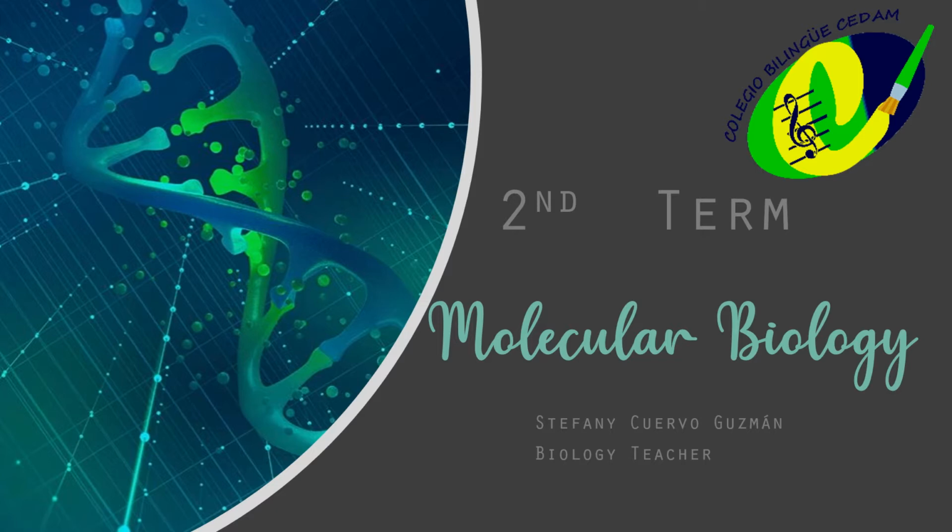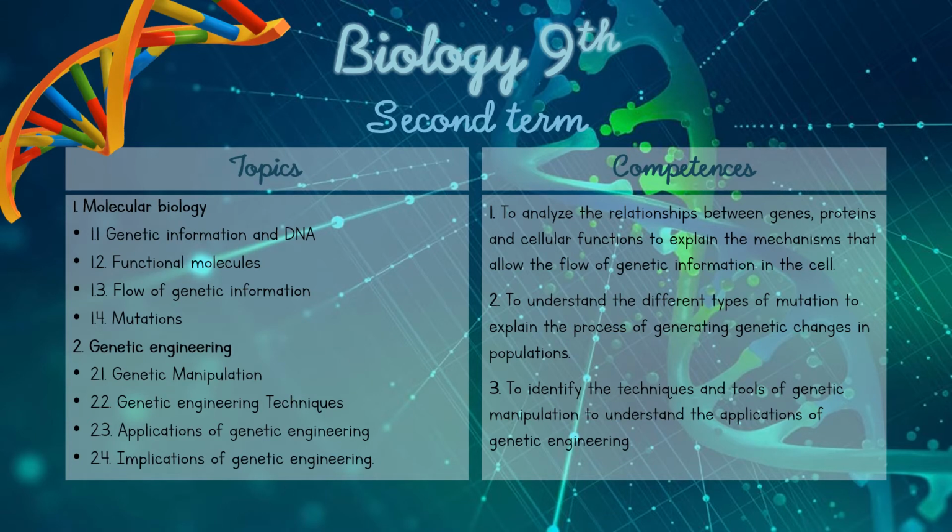In the first term, we talked about general characteristics and how to predict the inheritance of these characteristics. In this term, we're going to talk about the molecules that make this inheritance possible in organisms. So first of all, I'm going to share with you the topics and competences for the second term.